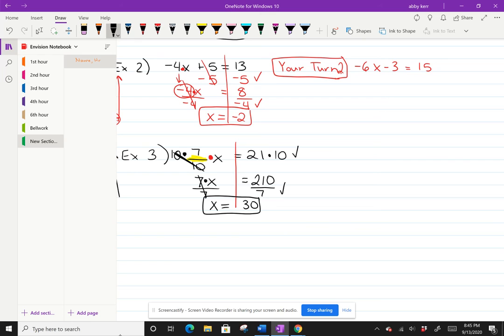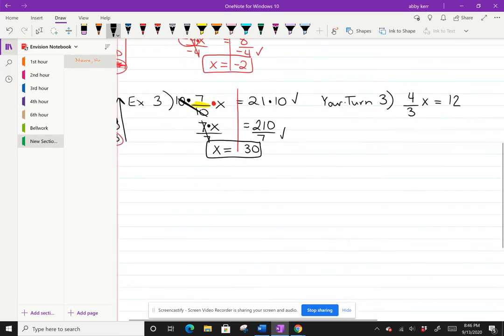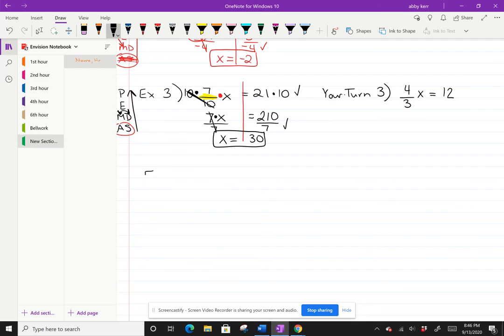So this is where you would pause it. You are going to do your turn number 3, and it's going to be 4 divided by 3, x equals 12. And you're going to take that 4 divided by 3 and do the exact same thing that we did in example 3. You're going to take it apart. So please pause it, and when you're done, you can move on to the last example of these notes, example 4.